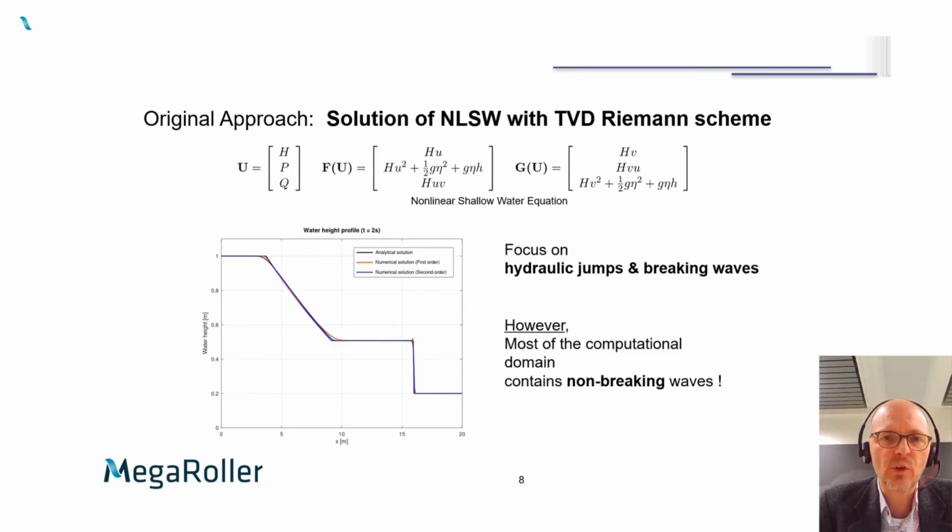So here's just one example of a hydraulic jump, which is supposed to model a breaking wave, and you see that the red and the blue curves give similar results, which means that the energy dissipation is modeled somewhat appropriately.